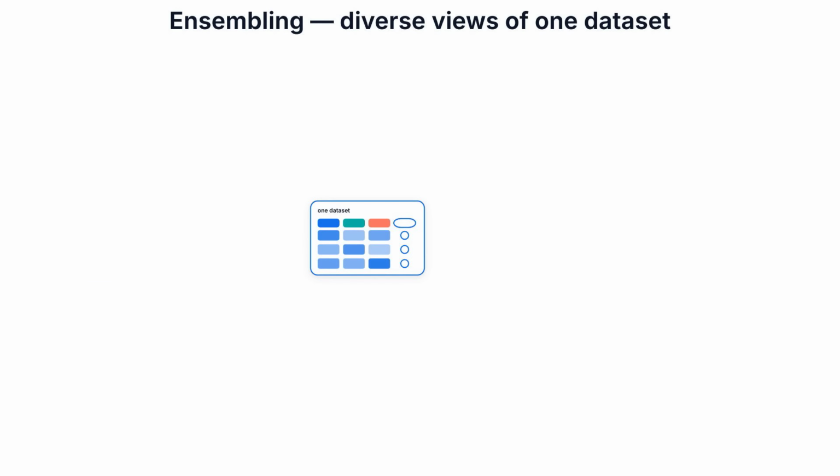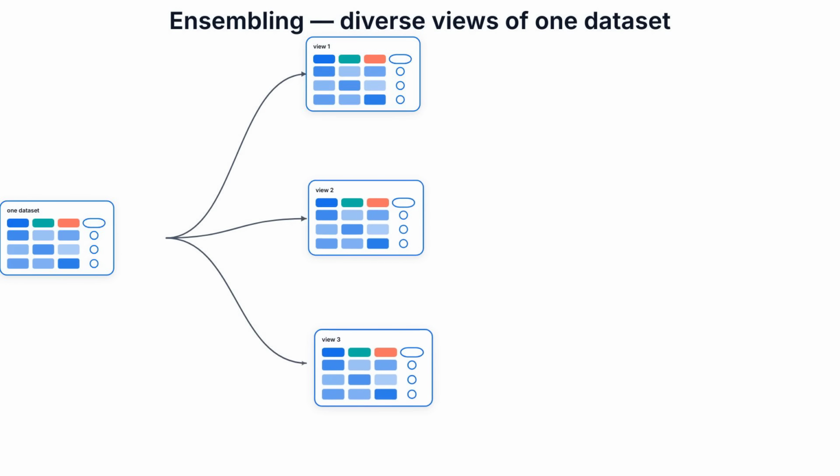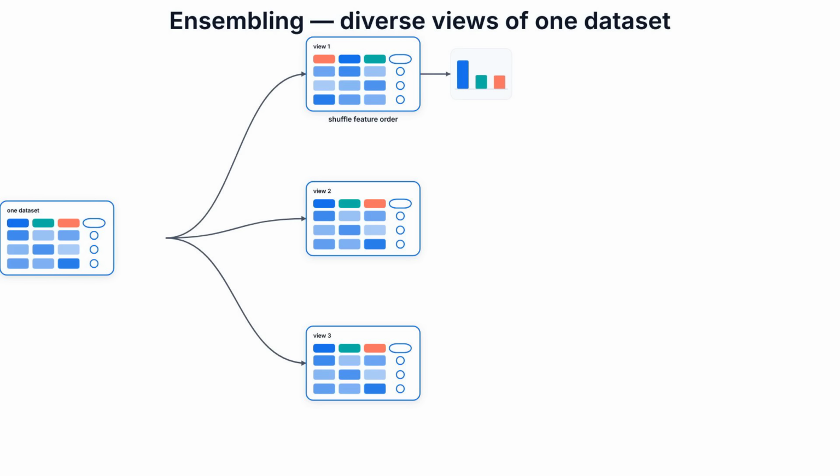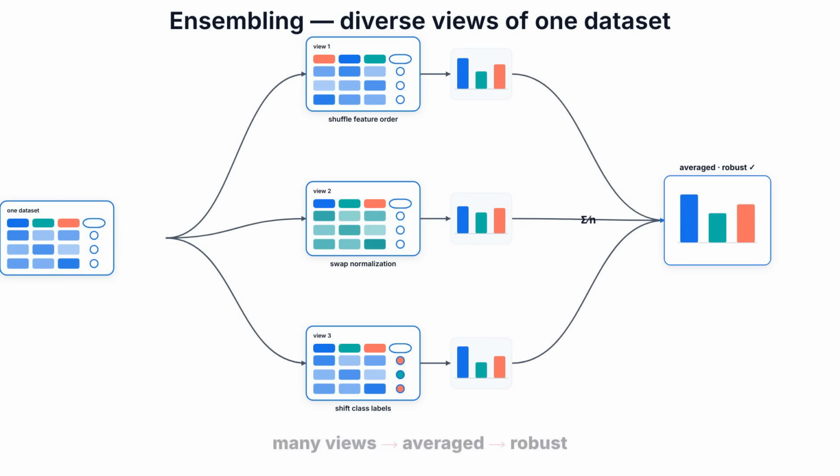For extra accuracy, TabFM does not look at your table just once. It builds many diverse views of it, shuffling feature order, shifting class labels, swapping normalization methods, then averages the predictions. It is bagging, but over data representations instead of over models.